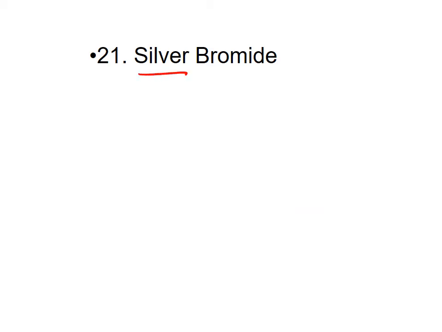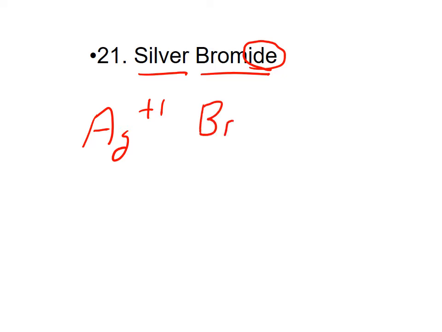21, silver bromide. Again, the "ide" ending is a clue. So silver is Ag +1, bromine Br -1. Remember that "ide" is an element, so it's bromine. They add to 0. So we just pop them together. Ag, Br.